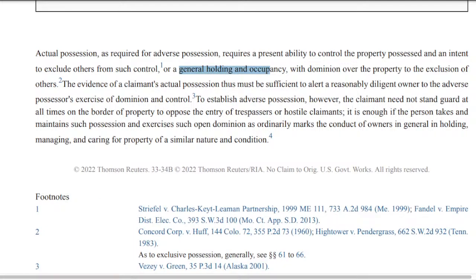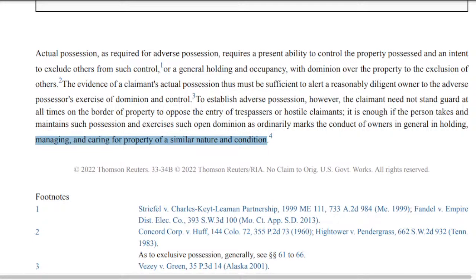With dominion over the property to the exclusion of others. The evidence of a claimant's actual possession thus must be sufficient to alert a reasonably diligent owner to the adverse possessor's exercise of dominion and control. To establish adverse possession, however, the claimant need not stand guard at all times on the border of the property to oppose the entry of trespassers or hostile claimants. It is enough if the person takes and maintains such possession and exercises such open dominion as ordinarily marks the conduct of owners in general in holding, managing, and caring for property of a similar nature and condition.